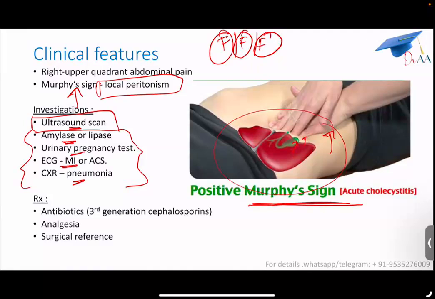How do you treat these patients? First thing, you need to give an antibiotic. Third generation cephalosporins like ceftriaxone are preferred. Once you start antibiotics, give painkillers and admit under the surgeons. Surgeons will eventually take the patient up for surgery and remove the gallbladder.